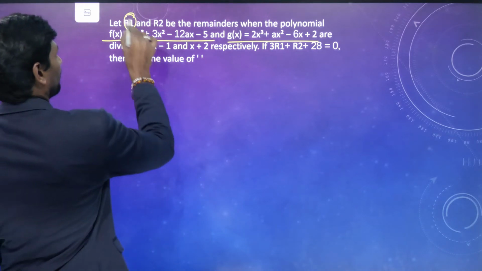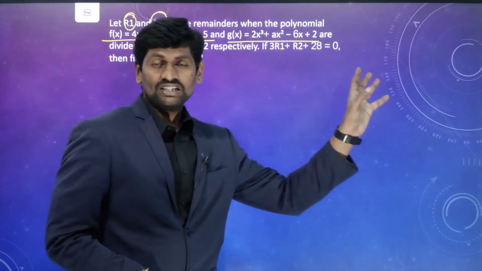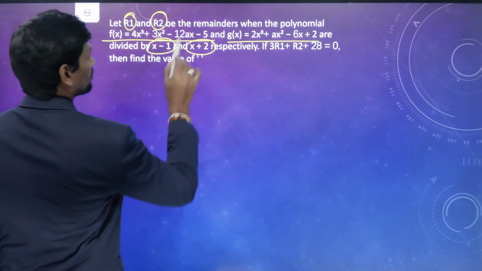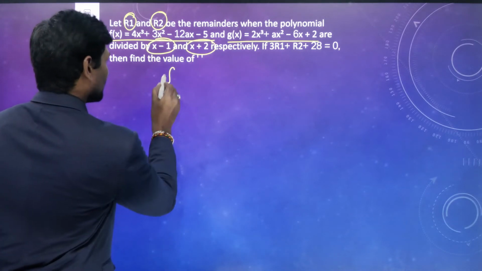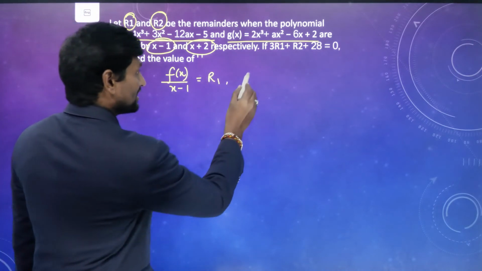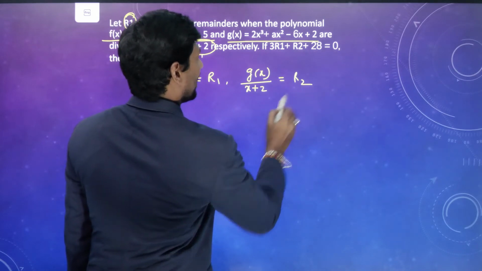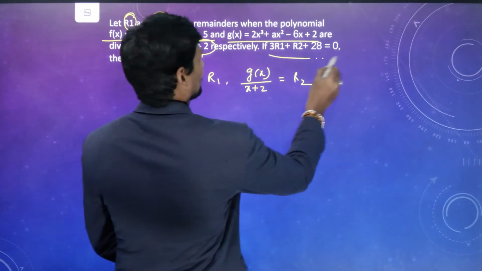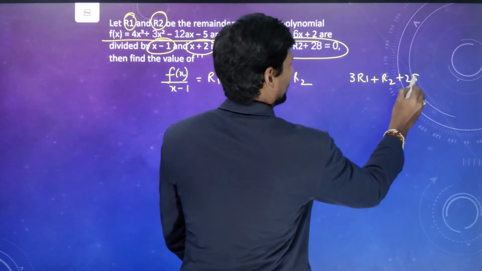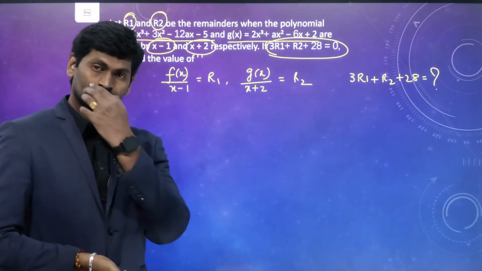Here R1 and R2 are remainders. R1 is the remainder for f(x), R2 is the remainder for g(x). Two polynomials which are divided by x minus 1 and x plus 2 respectively. That means f(x) divided by x minus 1 gives the remainder R1, and g(x) divided by x plus 2 gives the remainder R2. Then we need to find this value: 3R1 plus R2 plus 28 equals how much? Okay?